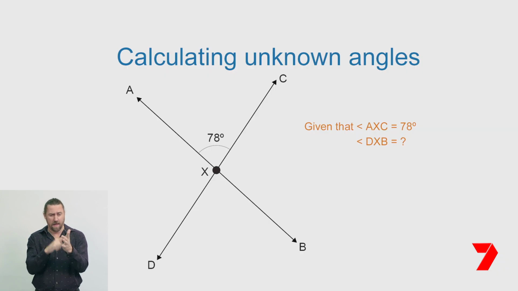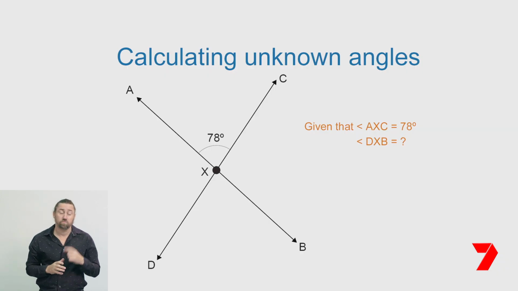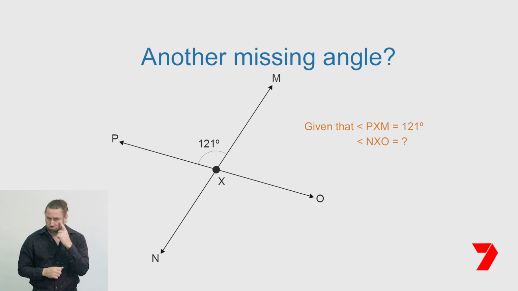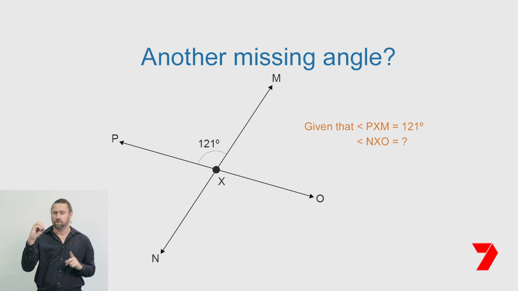Let's see if we can calculate some unknown angles. Have a look at this. In this situation, angle AXC is equal to 78 degrees. And using our rule that vertically opposite angles are equal would mean that angle DXB is also 78 degrees. How did you go? Shall we try another? Let's have a look at angle PXM, which is 121 degrees. So that would mean that angle NXO must also be 121 degrees. I can see you're getting really good at these.